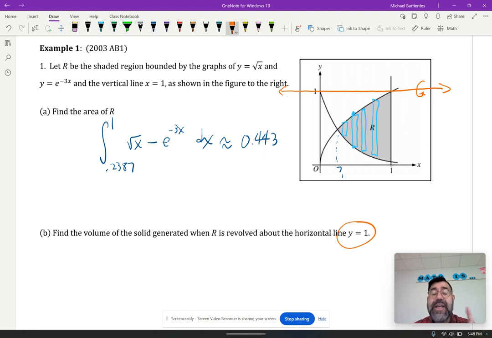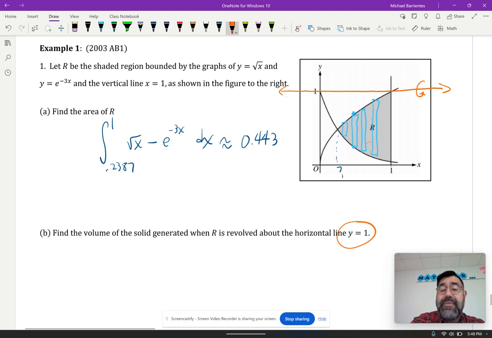So the first question to ask yourself is, is there space between the shaded region and the axis? Is there empty space? Because if there is, that means it's going to have a hole. And if it has a hole, we're going to need the washer method. And so I can definitely see there's space in between the shaded region and my axis. That also means I need to measure 2 radii.